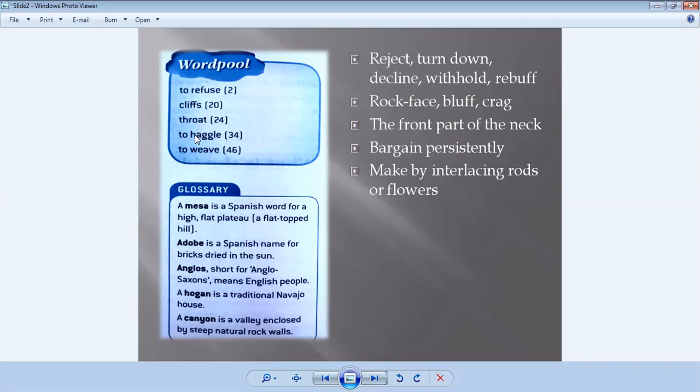Okay. What about haggle? Have you heard of it? I know. It's about arguing about the price. Okay, yes, about a price. Okay. What about to weave?